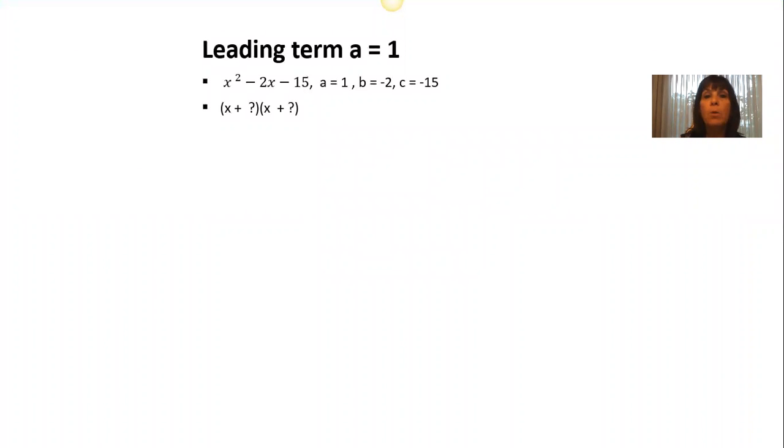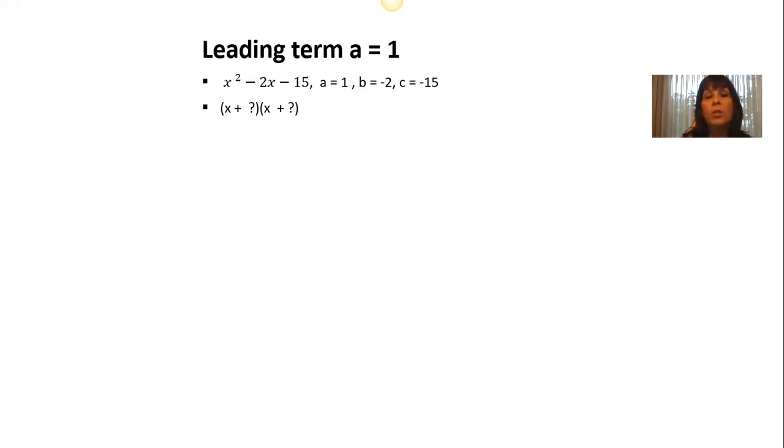For the first problem, I've chosen x squared minus 2x minus 15. And in this case, you can see the leading term of x is 1 because there's no number in front of the x squared. If I look at the numbers for the coefficients, the a is a 1, the b is a -2, and the c is a -15.